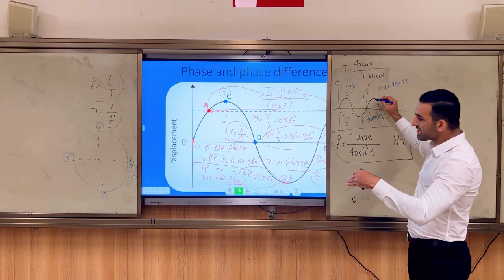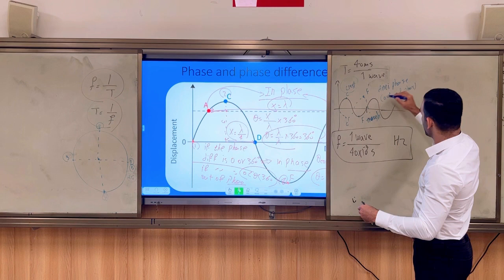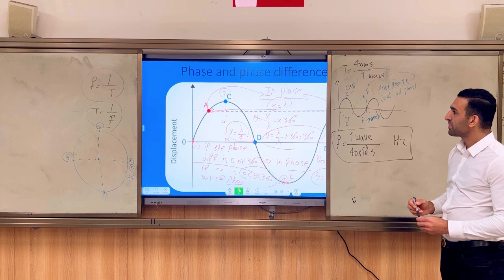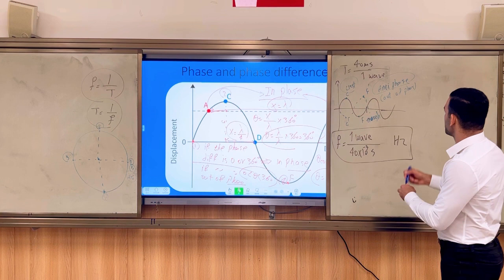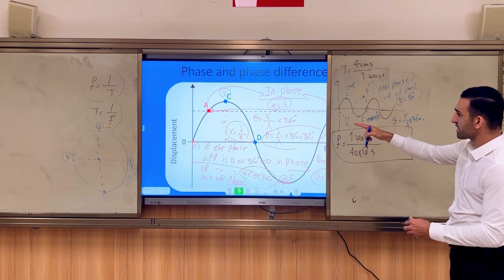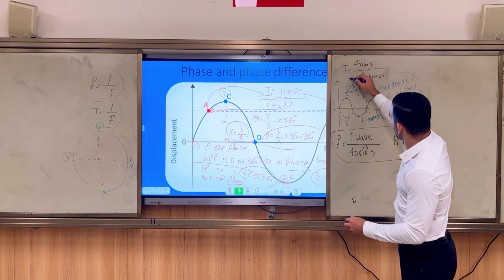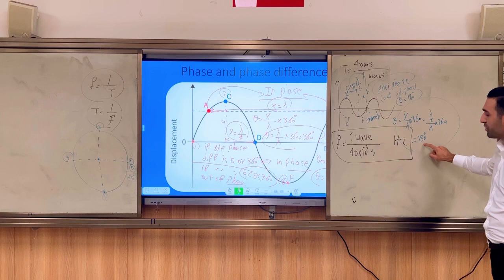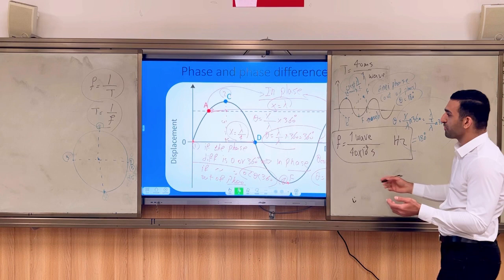antiphase. Guys, this is still out of phase, but it has its own special name, which is antiphase. Can you tell me how many degrees is this antiphase? Your answer is correct. It's 180 degrees. So let's use our equation. Phi is x divided by lambda times 360 degrees. How much is x here? Half lambda. So half lambda divided by lambda times 360 degrees is 180 degrees. If your answer is 180 degrees, you can say that's antiphase, which is still out of phase.